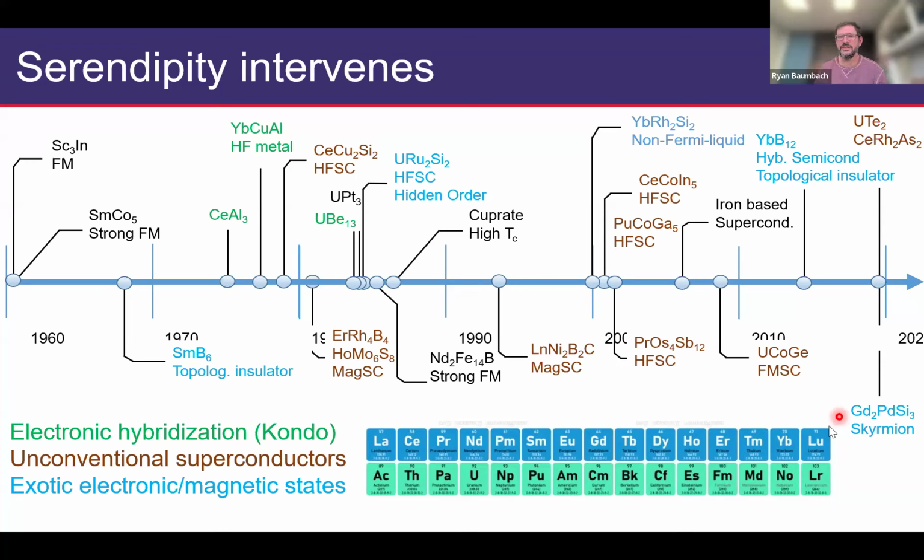Recent examples are uranium tellurium-2, cerium rhodium-2 arsenic-2, and then still other exotic electronic and magnetic states that people are still working on. One of my favorites is uranium ruthenium-2 silicon-2, which exhibits the strange hidden order state at 17.5 Kelvin. The point here is that by choosing a rational direction and then starting to sift, you give an opportunity for serendipity to step in and start to do something. And that's how we've done things historically. Ideally, we'd find a way to accelerate this process, but I myself don't think that we really know how to do that yet.